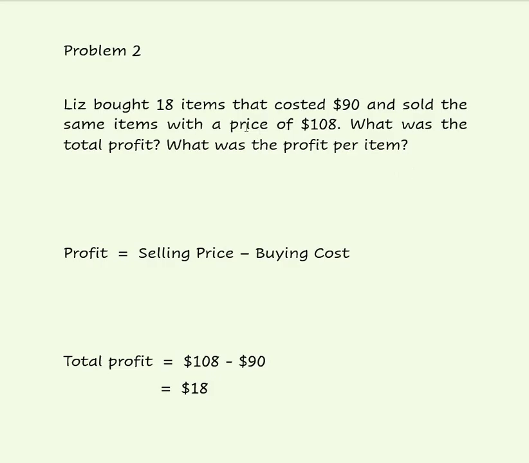Here we can see the total price of 18 items is $108 and the total cost of the same items is $90. So 108 minus $90 is the total amount of profit here. So total profit equals 108 minus $90, which gives us $18. So this is the total profit.